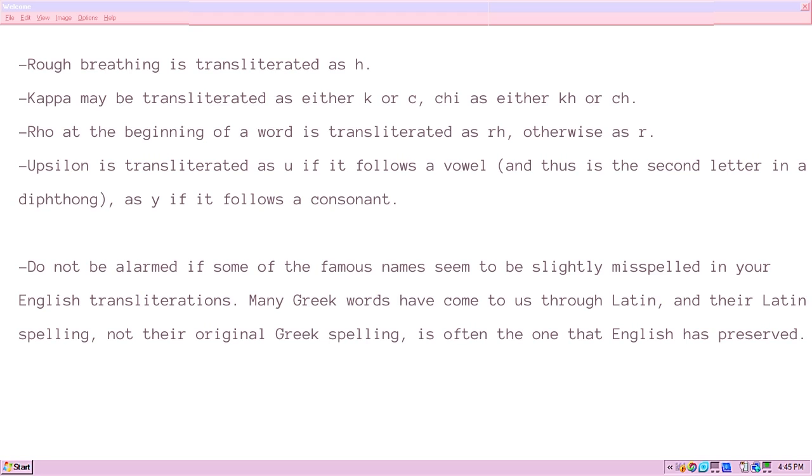When you're looking at kappa, it's going to be transliterated as either K or C, and for chi, it's either k or ch. When looking at the beginning of a word, rho is going to be transliterated as rh, and otherwise as r. As for upsilon, it's going to be transliterated as u if it follows a vowel, so it's going to be the second letter in a diphthong, and then y if it follows a consonant.